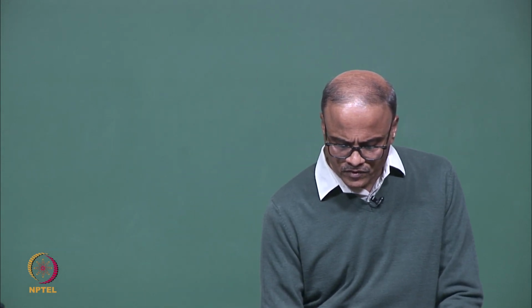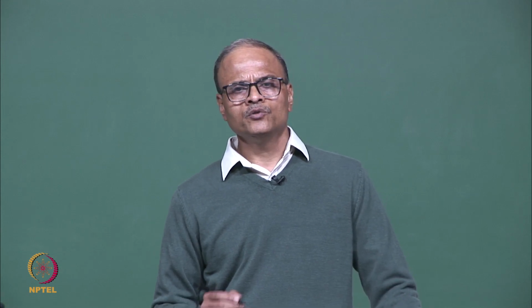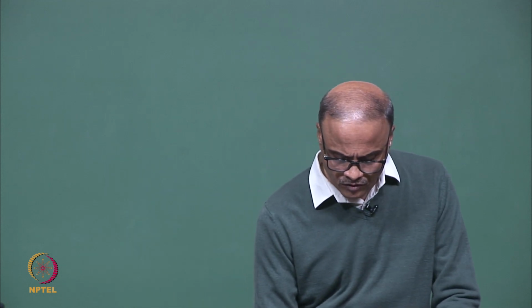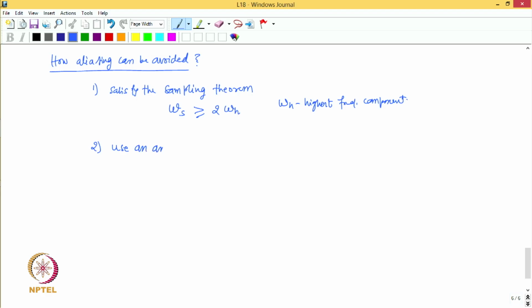Therefore when the highest frequency component is not known, the approach that is used is to use what is called an anti-aliasing filter. So what is an anti-aliasing filter? Anti-aliasing filter, we can abbreviate that as AAF, is an analog filter. So AAF is an analog filter.